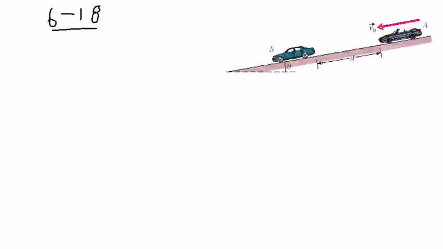Some people have been asking already about problem 18 on the homework, which is the one with the two cars. This one's a little bit tricky because, as you can see in the problem statement, we're not told anything about the mass of the car that's rolling down, and so that might become difficult. So let's try to get started.